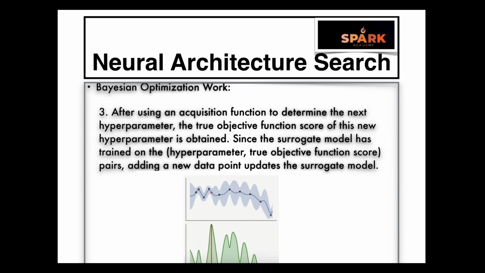Then, after using the acquisition function to determine the next hyperparameter, the true objective function score of this new hyperparameter is obtained. Since the surrogate model has trained on the hyperparameter and true objective function score pairs, adding a new data point updates the surrogate model, right? You can keep updating the surrogate model likewise.